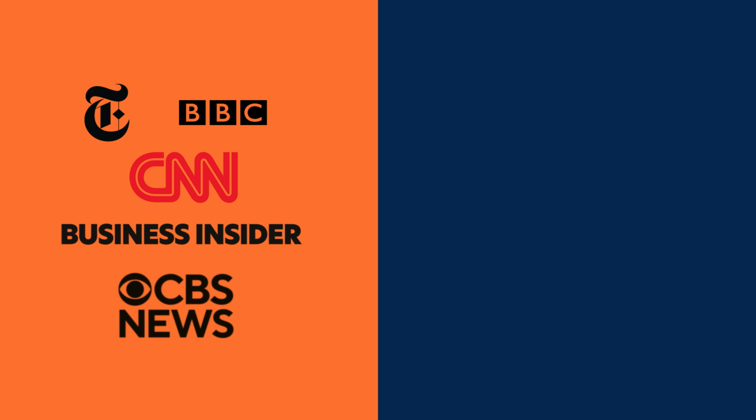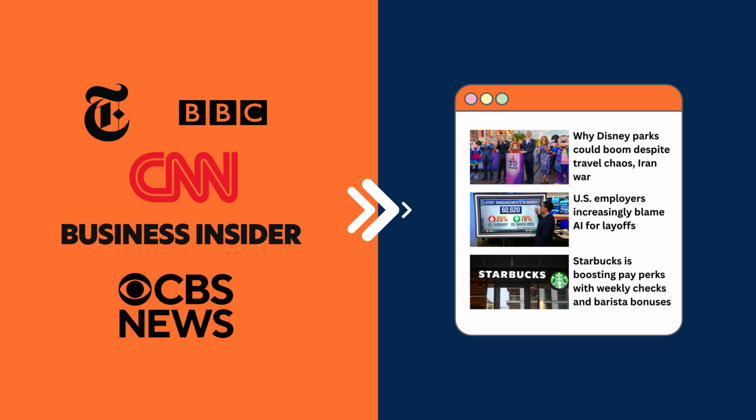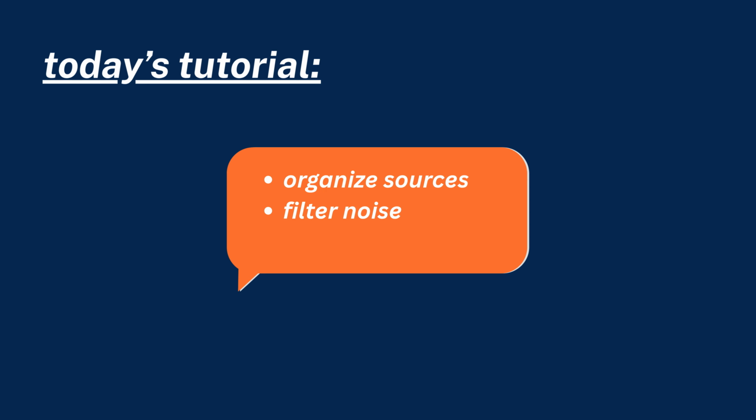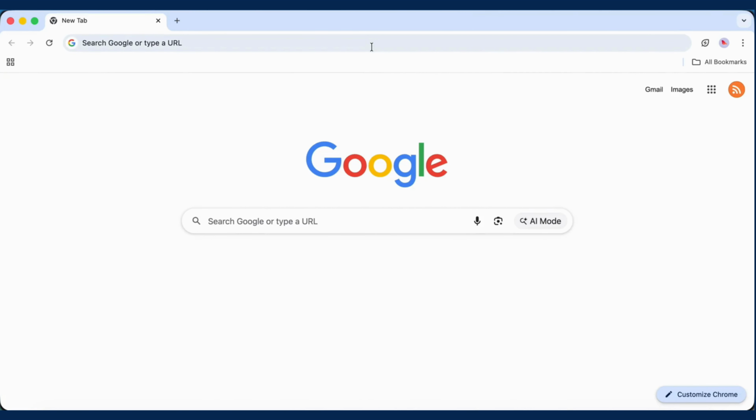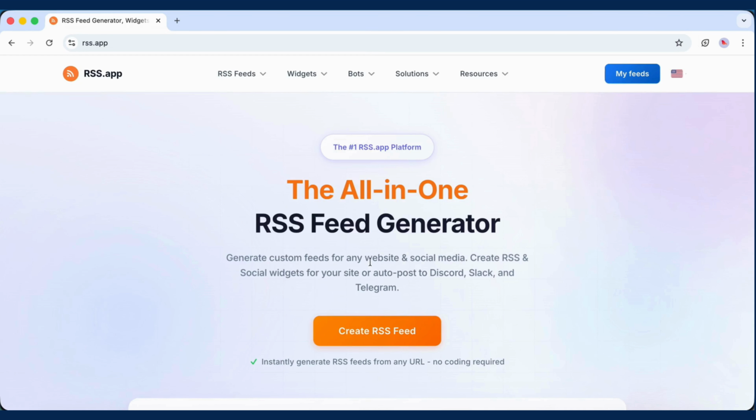Want to control exactly what enters your RSS feed? In this video, I'll show you how to organize sources, filter noise, and control what gets published. Let's start by opening RSS.app and creating a feed.